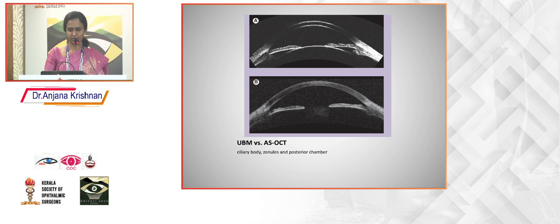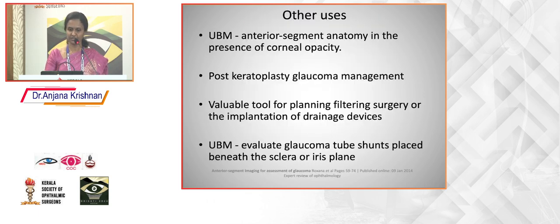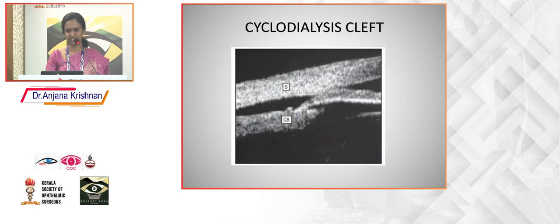And as already mentioned, the UBM has a better penetration, and another use is in opaque cornea. The cyclodialysis cleft also has been mentioned, and I just wish to say that in this picture, the gonio may show a closed angle because the iris, as you can make out, not the ciliary body area, the iris is touching the sclera, and it may appear as closed. The cyclodialysis cleft may not be seen by the gonioscope.